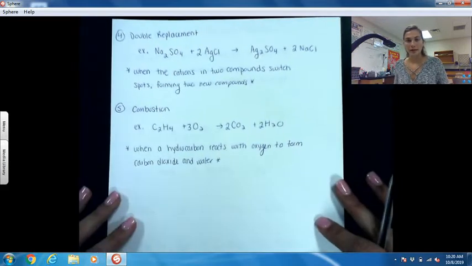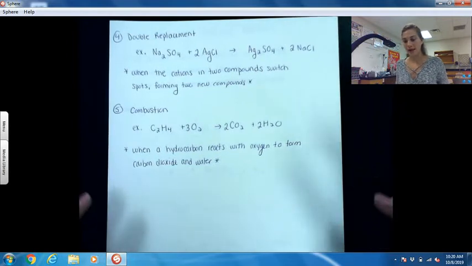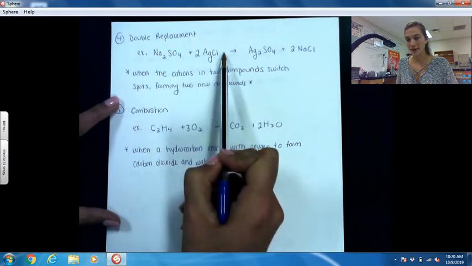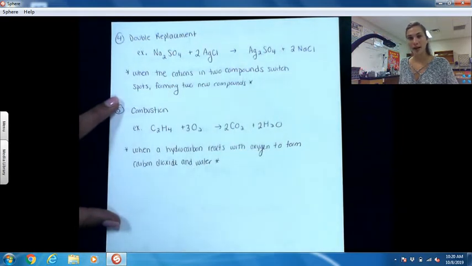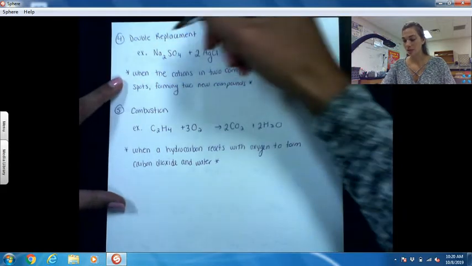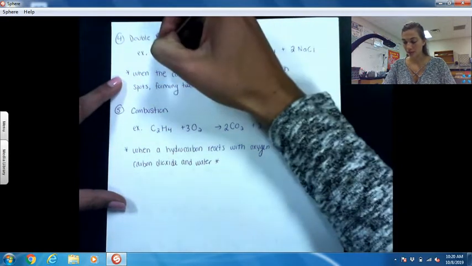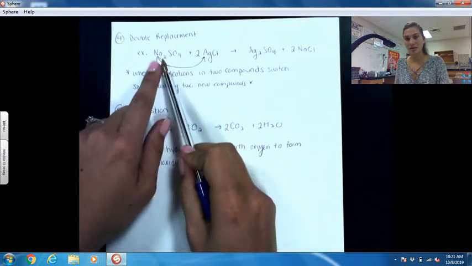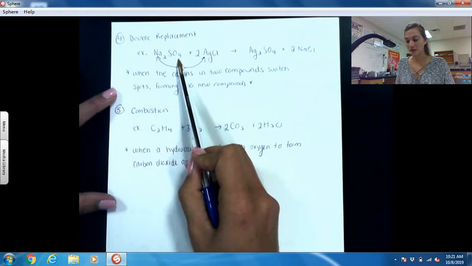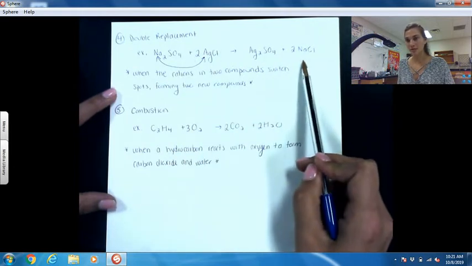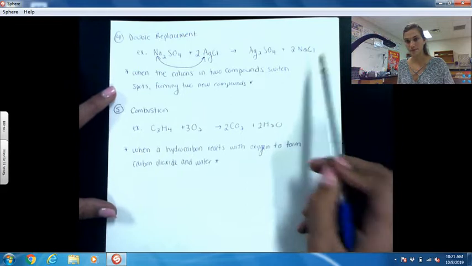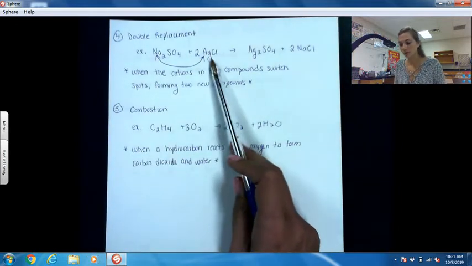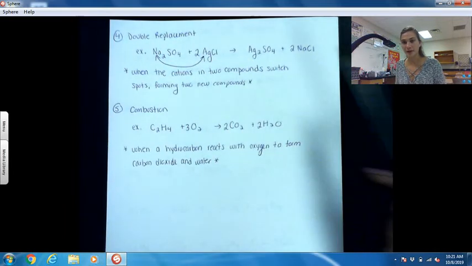Our next type is a double replacement reaction. So a double replacement reaction we can identify because we have 2 compounds in our reactant side. What happens in a double replacement reaction is our cations switch places to form 2 new products. So on our reactant side, sodium is paired up with sulfate, but on our product side, sodium is now paired up with chlorine. Same thing here, silver was paired with chlorine, and now silver is paired with sulfate.